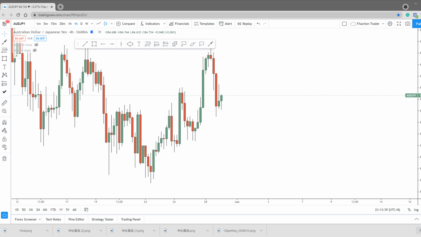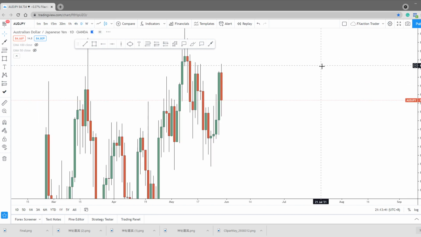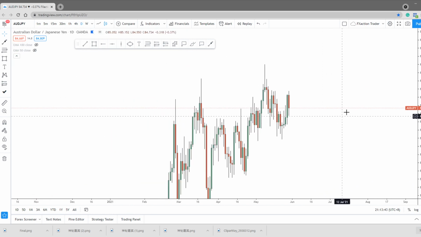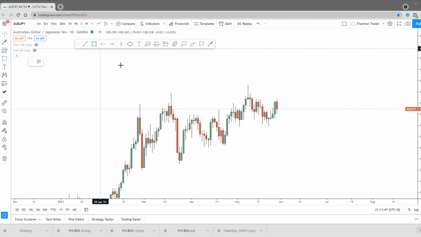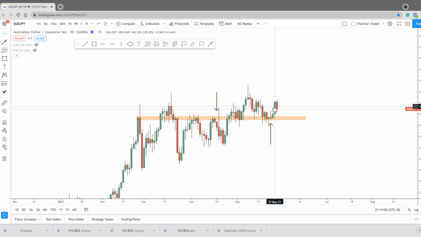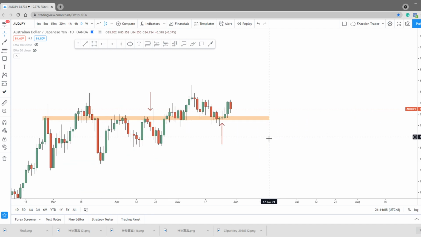All right, let us go to the Aussie Yen. On the Aussie Yen daily chart, we can see a break and retest setup here, a breakout of the previous resistance level, and this resistance level has become a support level, and now the market is starting to show some bullish continuation signals from this level.